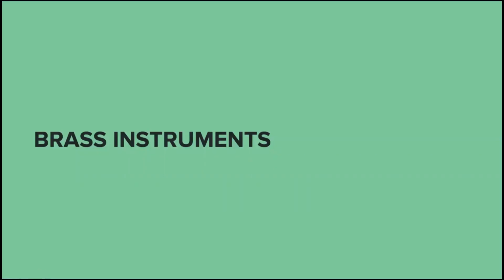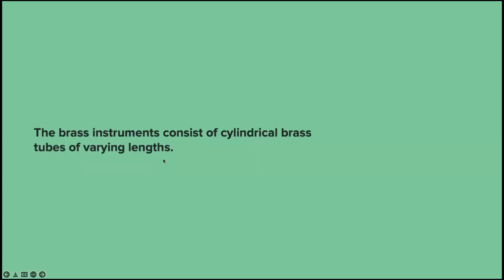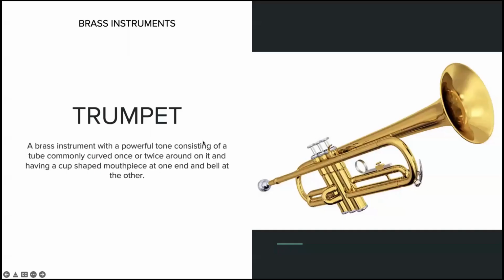Okay, so we have the string, the woodwind, and now next is the brass instruments. The last one is the percussion instruments. The brass instruments consist of cylindrical brass tubes of varying lengths. So what's the example?